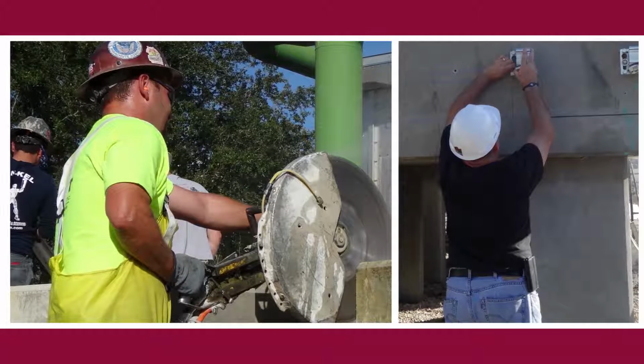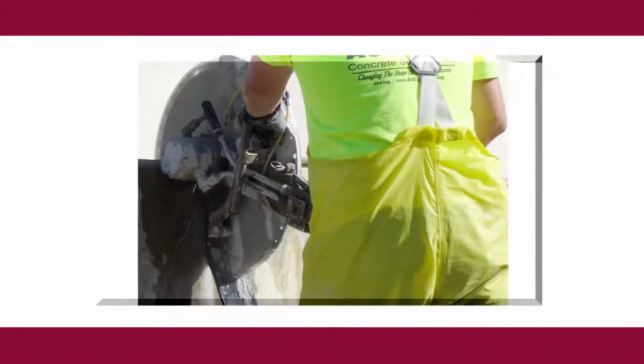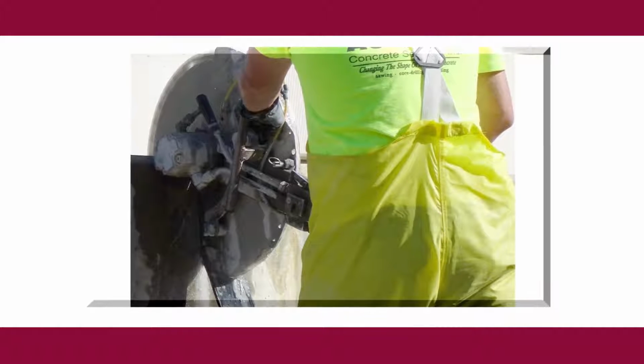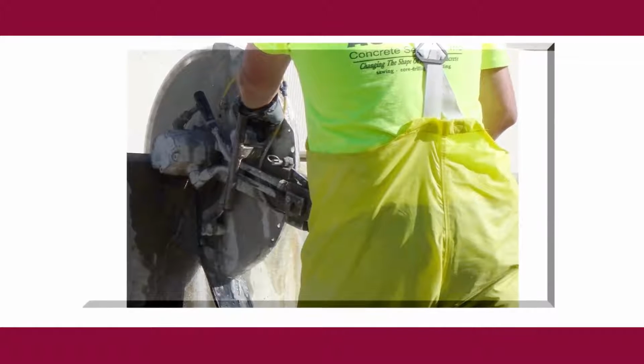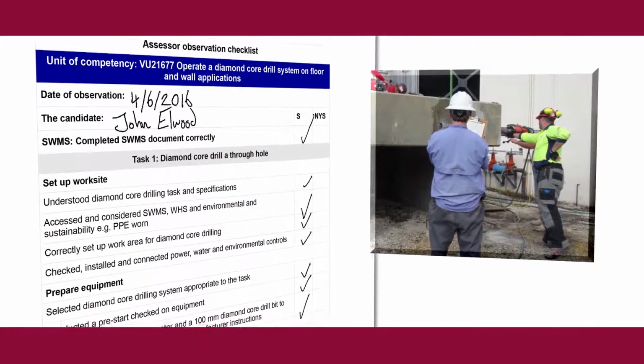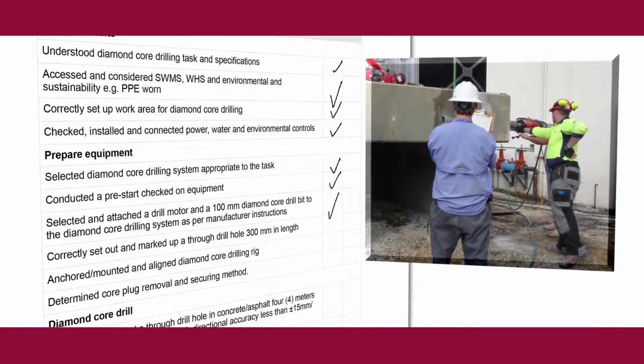RPL allows you to seek recognition of any relevant work and life experiences and learning or completed formal training to meet the outcomes of the course in concrete sawing and drilling. You'll be required to undertake an assessment in your workplace to determine that you have the skills and knowledge required by the course in concrete sawing and drilling.